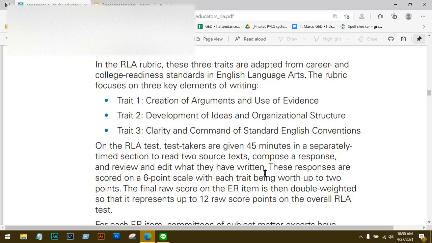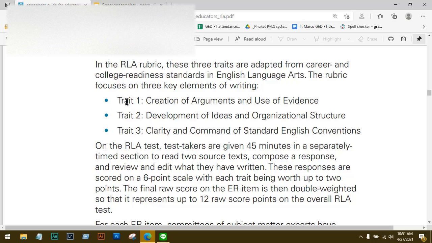Okay, these responses are scored on a 6-point scale, with each trait being worth up to 2 points. Okay, the final raw score on the extended response item is then double weighted so that it represents 12 raw score points on the overall RLA test.